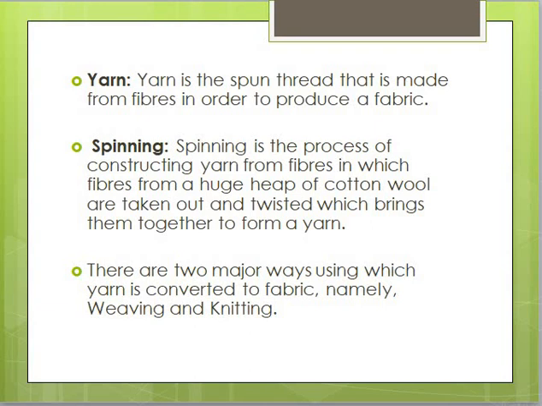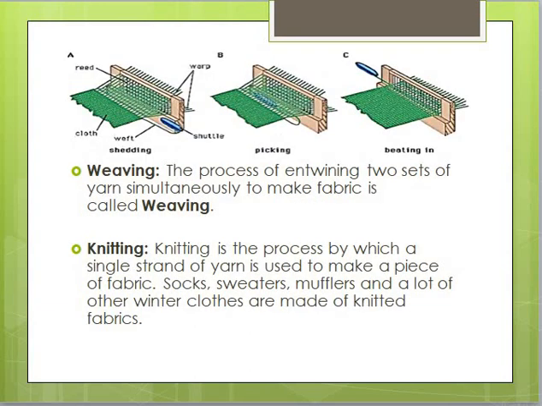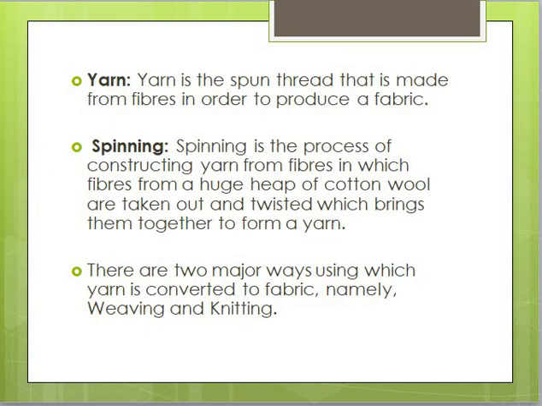Spinning is the process of constructing yarn from fibers, in which fibers from a huge heap of cotton wool are taken out and twisted, which brings them together to form a yarn. So you can say two processes. There are two ways using which yarn is converted to fabric, namely weaving and knitting. These are the two major ways by which fibers are converted to fabric.